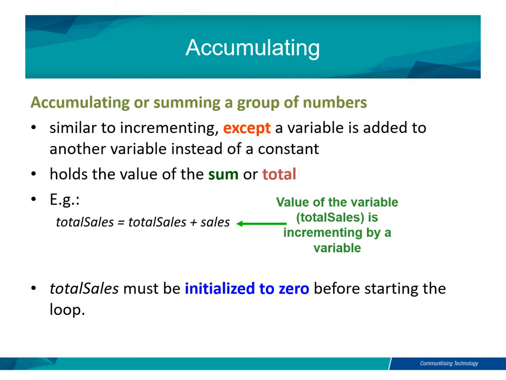What about accumulating? Similar to incrementing, except a variable is added to another variable instead of a constant. For example, here we have a sum or total variable. We are going to have a total sales for the whole looping. This is where the value of the variable is incremented by a variable. Total sales must be initialized to 0 before starting the loop. This example will calculate the total sales according to the number of loops.